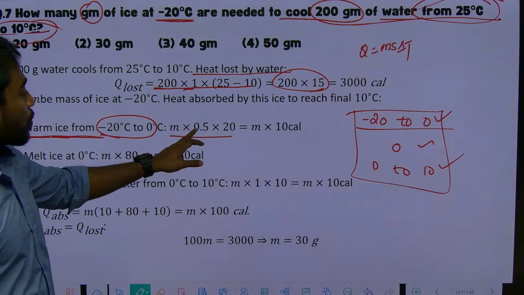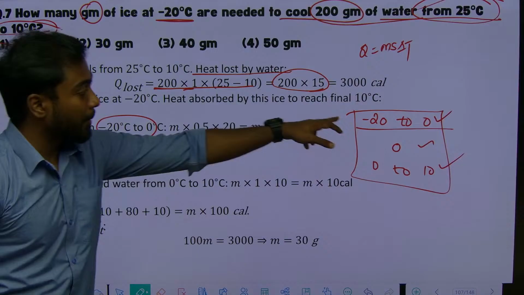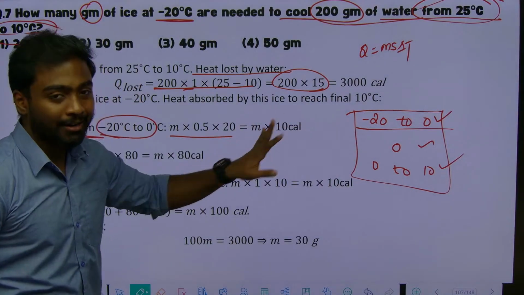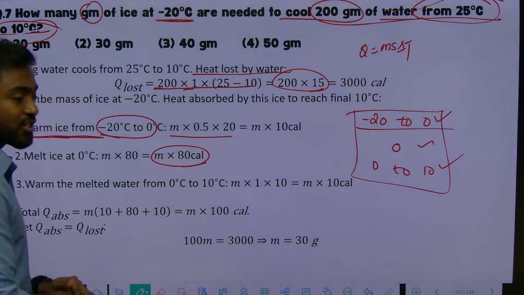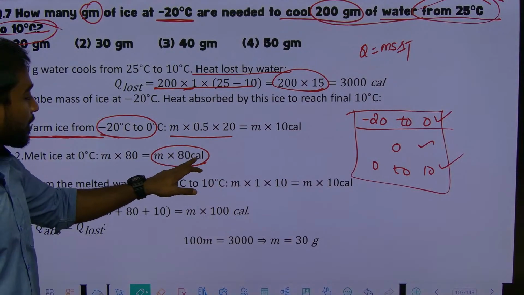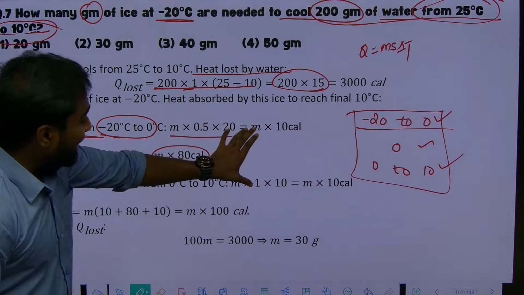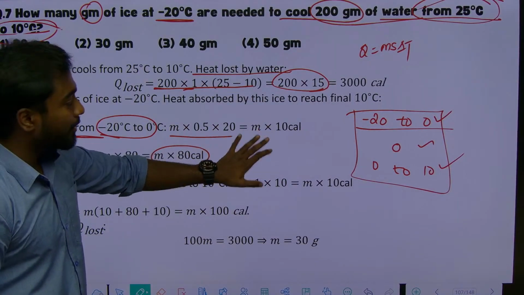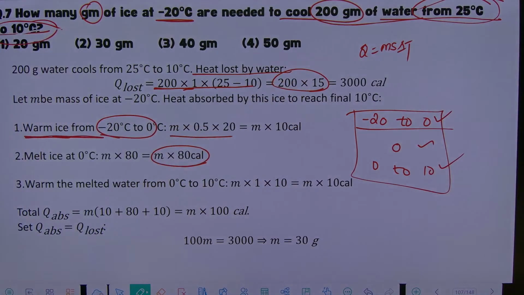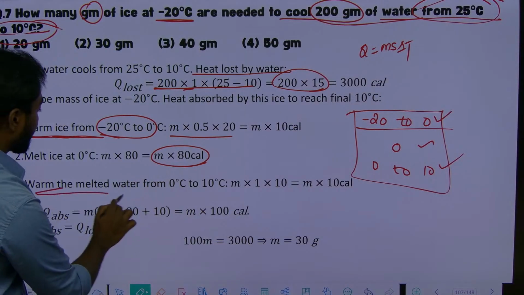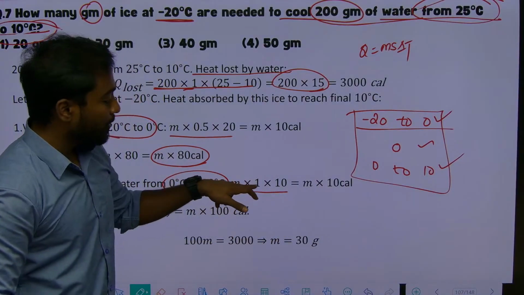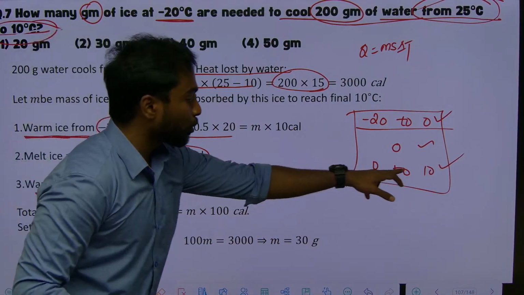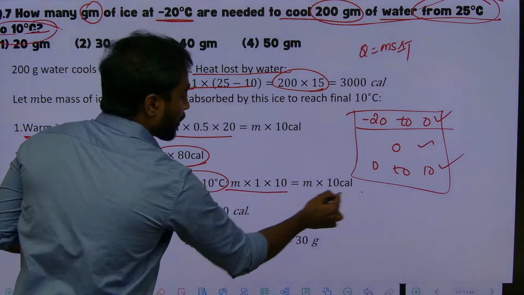So m into 0.5 into 20. How much has the temperature changed? 20. So m into 10 calories. Okay, and for the ice melting at 0 degrees Celsius, again the state is getting changed, right? So m into 80 calories. Next, warm water from 0 to 10 degrees Celsius: m into 1 into 10, like mass into specific heat of water into the changing temperature, 10 minus 0 is 10, so m into 10 calories.